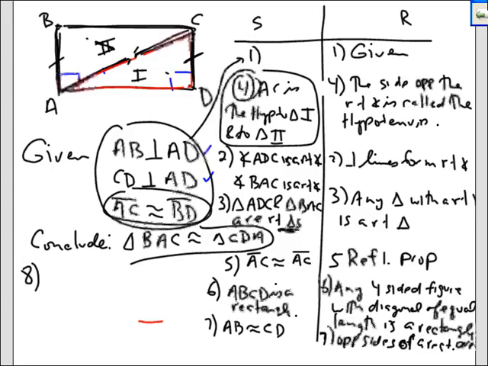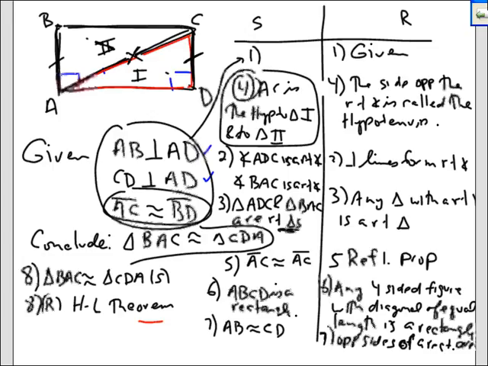Number 8. I am now going to say that triangle BAC is congruent to triangle CDA. That's the statement. And the reason is going to be hypotenuse legs theorem. Well, in triangle 1 and triangle 2, the hypotenuses are equal. And in triangle 1, we have one leg equal to a leg in triangle 2. That's enough for me. Okay, there's the proof. And that completes this section.